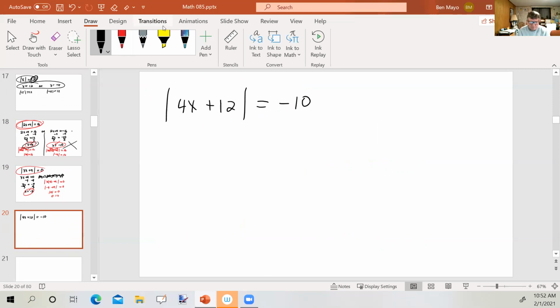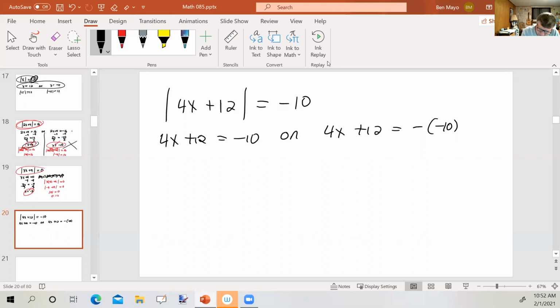All right. The absolute value of 4x plus 12 equals -10. So 4x plus 12 equals -10, or 4x plus 12 equals the opposite of -10. If 4x plus 12 equals -10, we'll subtract 12 from both sides. 4x equals -22. Divide by 4, x equals -11/2. Okay?